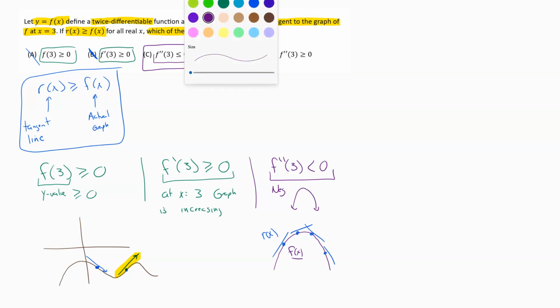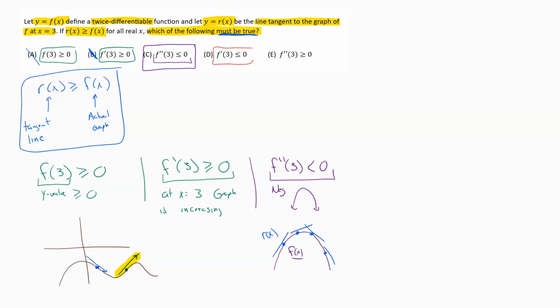Looking through the rest of these, trying to see why they aren't right, D is saying f prime of 3 is less than or equal to 0. Well, again, could that be true? It's telling us that the derivative is less than 0, so that means that our graph would be decreasing. And with the same sort of example graph that I showed above, we could have had the graph be increasing for all we know. And so there's nothing that says that it absolutely has to be decreasing. And so that's not true.